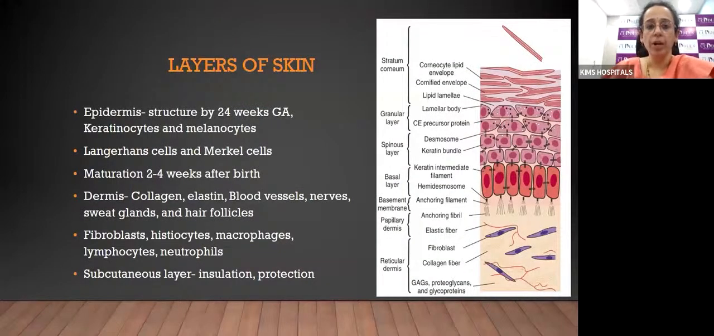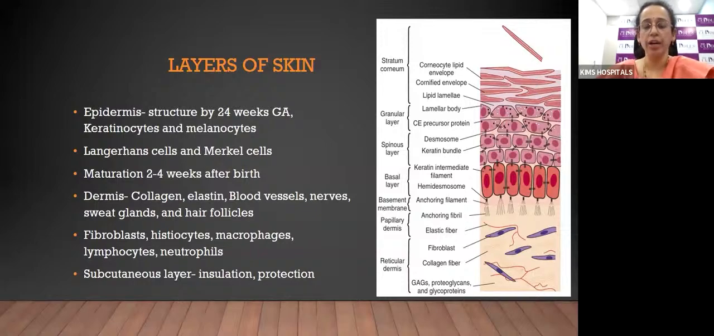So now coming to the development of the skin. The development of the skin layer starts as early as 8 to 10 weeks of gestation inside the womb. Initially the baby will have only the dermis and a few layers of the basal layer, followed by the gradual evolution and maturation of the other layers of the epidermis. Initially it is called periderm, which later on gives rise to different layers of the epidermis. The epidermis structure forms by around 24 weeks of gestation, and it consists mainly of keratinocytes and melanocytes.